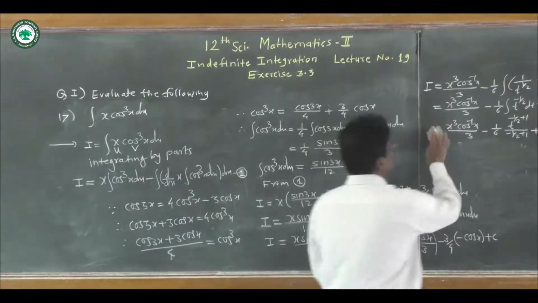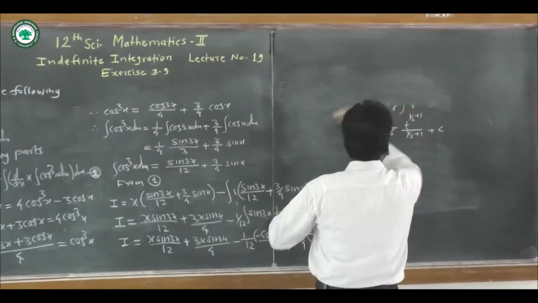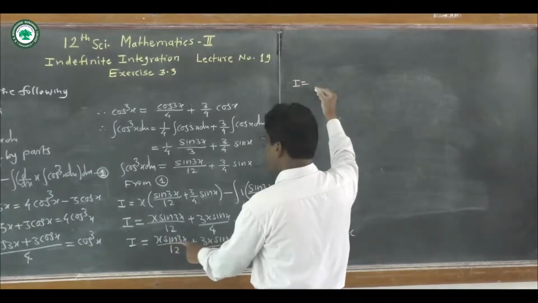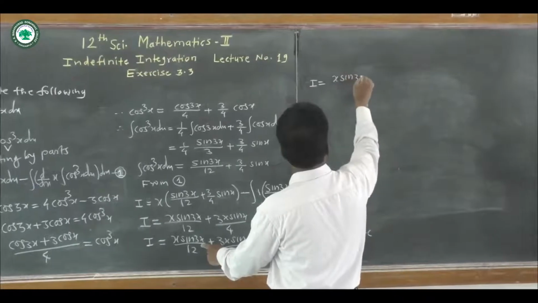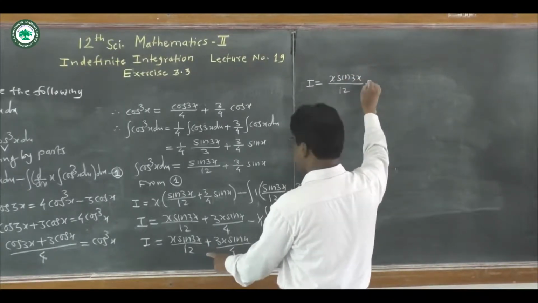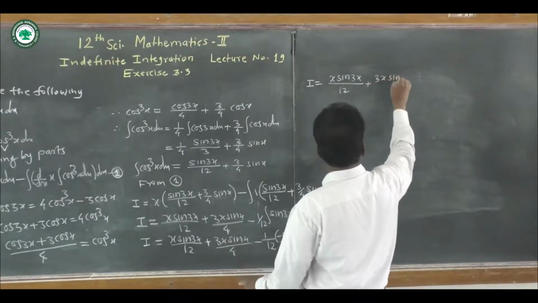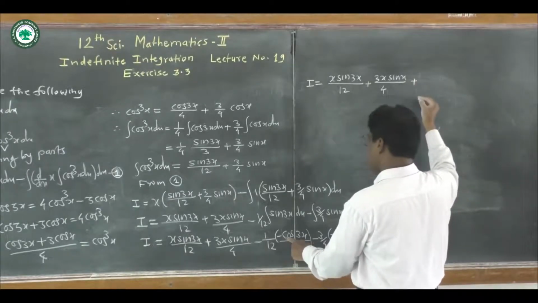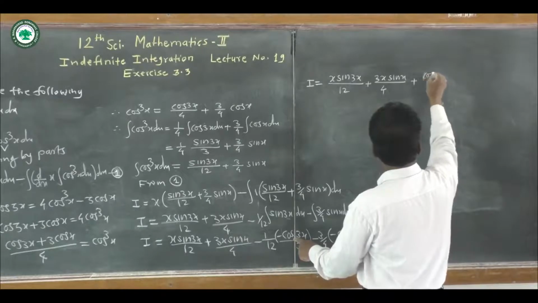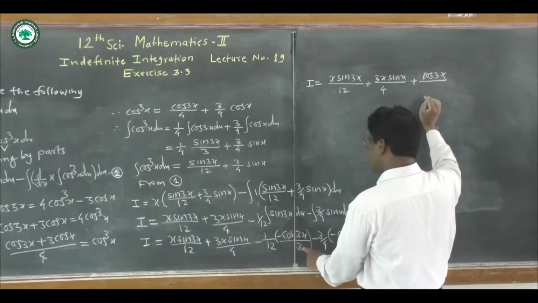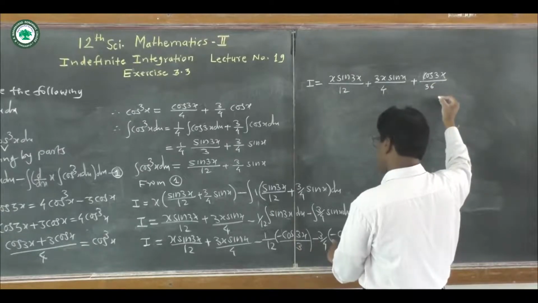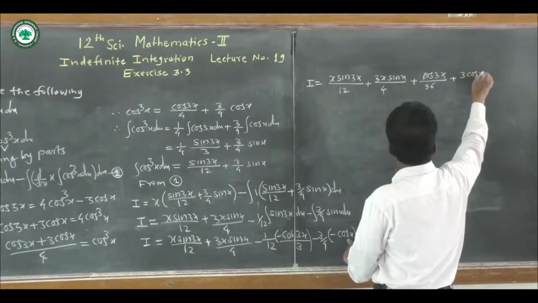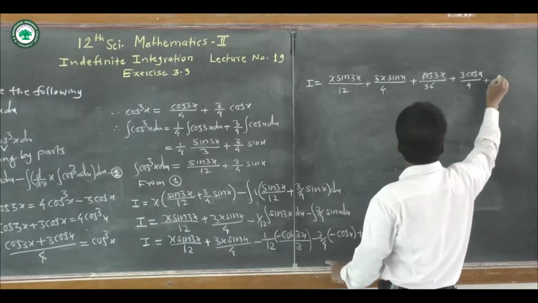So the final solution here: I is equal to x sin 3x divided by 12 plus 3x sin x upon 4, then minus minus becomes plus, so plus cos of 3x divided by 12 times 3, which is 36, here minus minus again plus 3 cos x upon 4 plus the constant of integration.